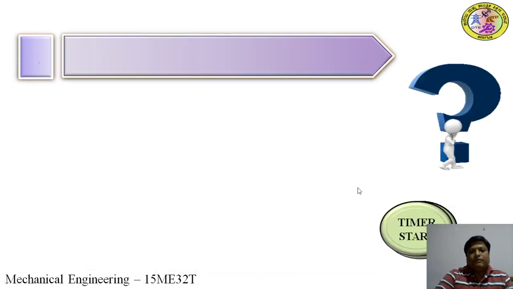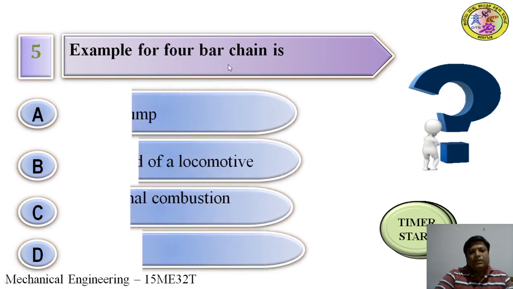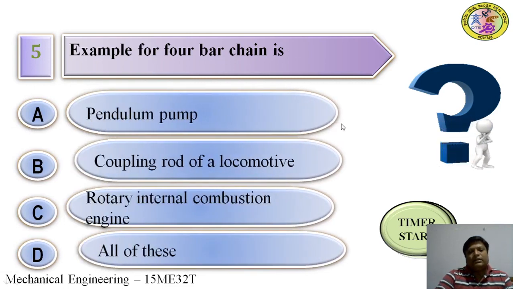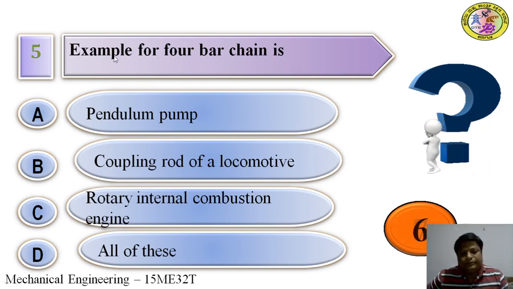Question number 5: an example for a 4-bar chain is option A, pendulum pump, option B, coupling rod of locomotive, option C, rotary internal combustion engines, option D, all of these.